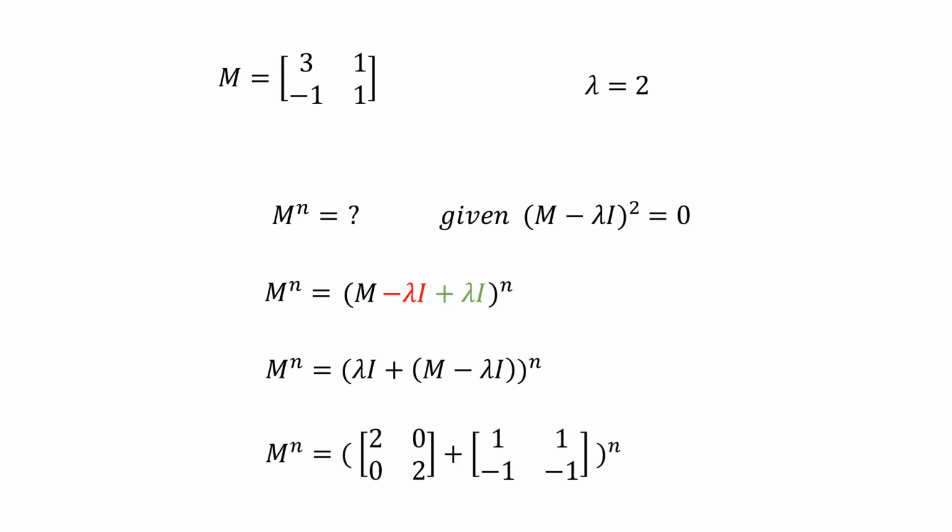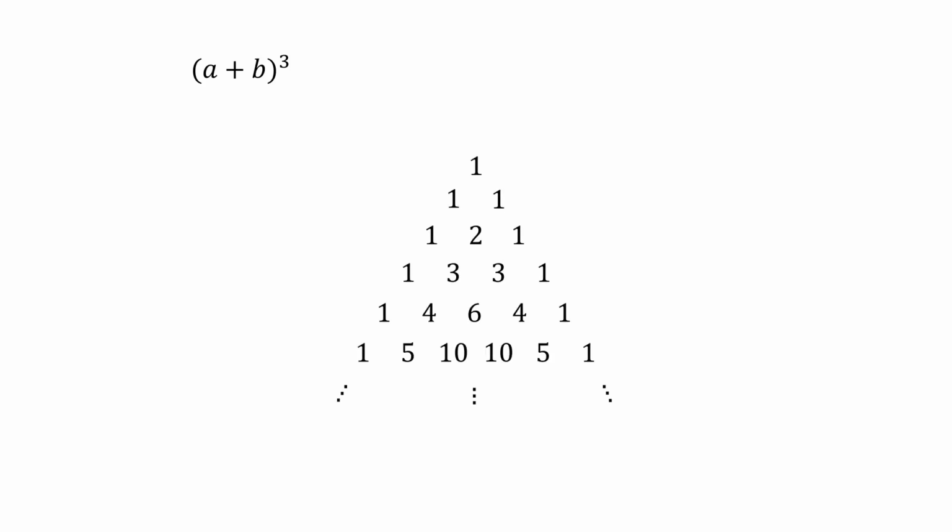If you know the binomial theorem, you probably can see where this is going, but I will briefly describe it to you if you don't. Say you want to expand a plus b cubed. We can take Pascal's triangle and go to the third line down, excluding the first one. These numbers will be the coefficients of a cubed, a squared b, ab squared, and b cubed respectively.